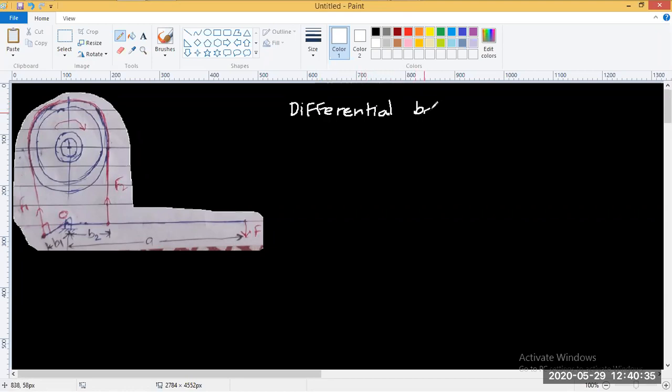Differential band brake. Now for this we can just take the equations from the previous one, but we'll take moments about O. So summing the moments about O and equating them to 0, let's say clockwise is positive. So check it out.